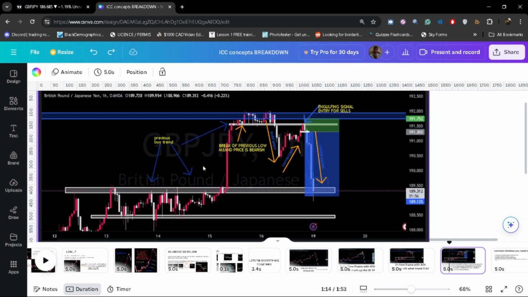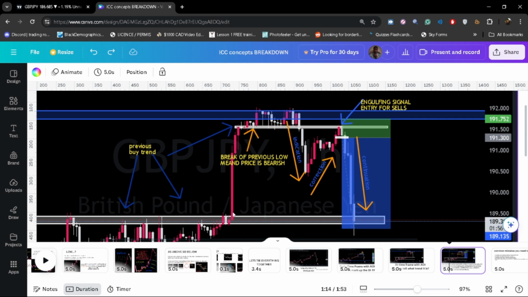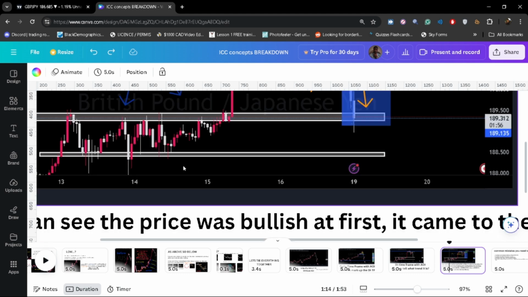So basically what I was saying is this. You can clearly see that the previous trend was a buy trend, right? It was buying. While it was buying, guys, it approached this daily area of interest. When it approached this daily area of interest, it broke and closed right below the previous low, which means that price has given a sign that it wants to turn bearish. In this case, price was literally creating higher highs and higher lows.